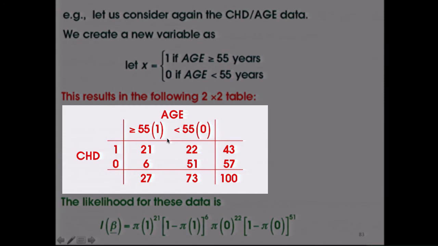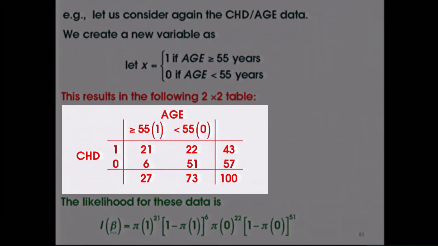In this 2x2 table we can see that for those who have the risk factor, there are 27 individuals in the data set whose age is 55 or older. You can see that 21 of the 27 have evidence of coronary heart disease. But among those who are less than 55, 22 of 73 have coronary heart disease. So you can see just from the relative risk point of view that the risk of CHD is greater among people with the risk factor than it is for people without the risk factor.